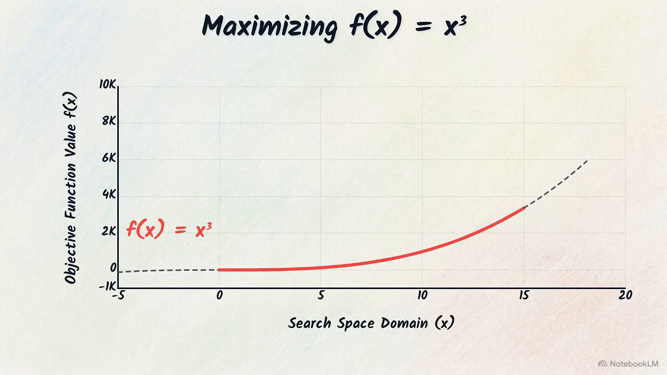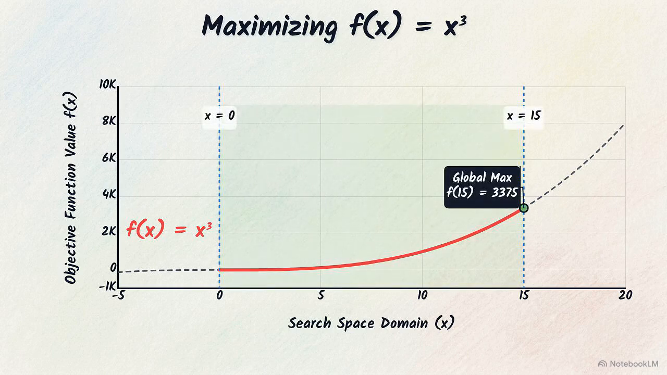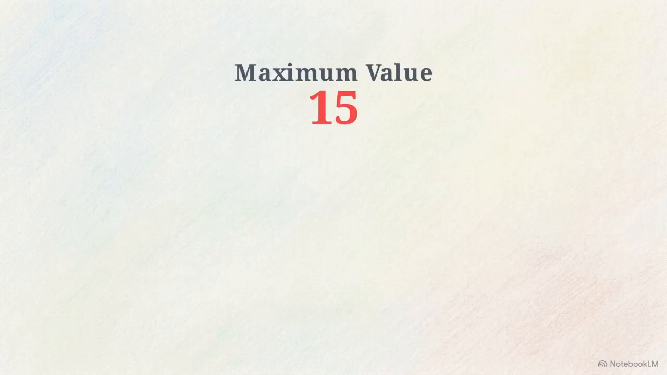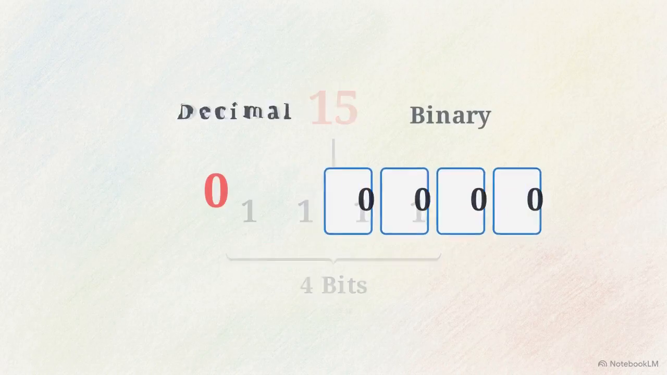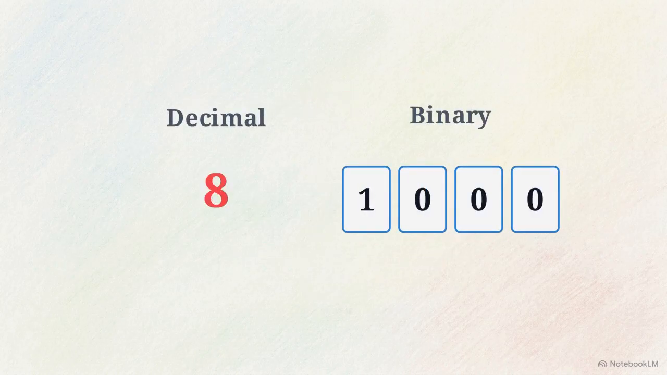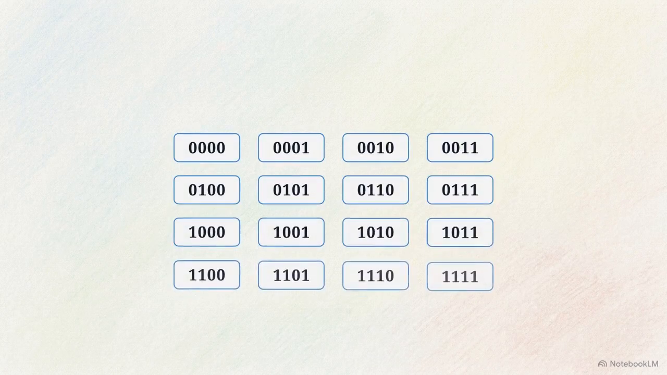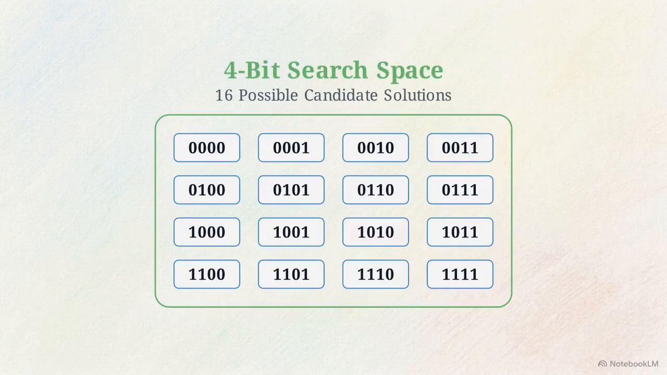We want to maximize the function f(x) = x³, where the variable x is strictly constrained between 0 and 15. Because our maximum value is 15, we need exactly 4 bits to represent our entire range. A 0 is encoded as 0000, and the maximum value 15 is encoded as 1111. Every possible solution to our problem exists somewhere within this 4-bit space.